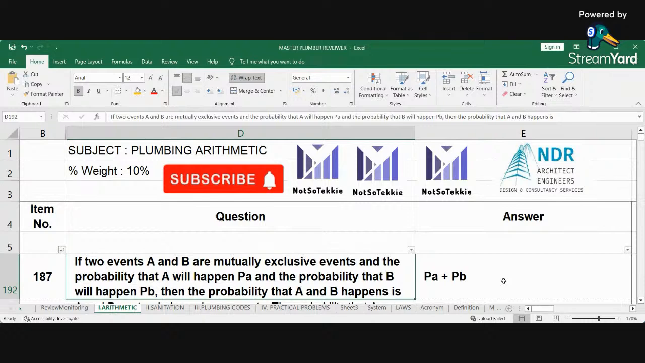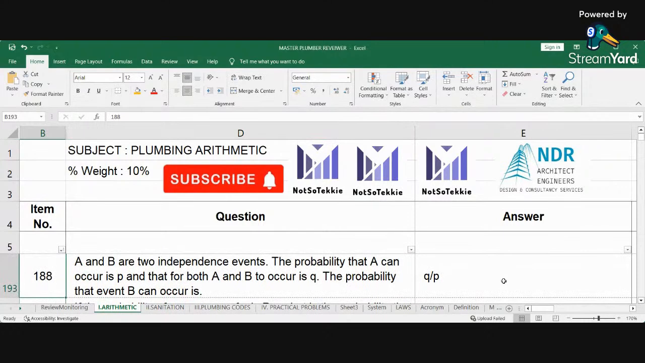If two events, A and B, are mutually exclusive events, and the probability that A will happen is PA, and the probability that B will happen is PB, then the probability that A or B happens is PA plus PB.